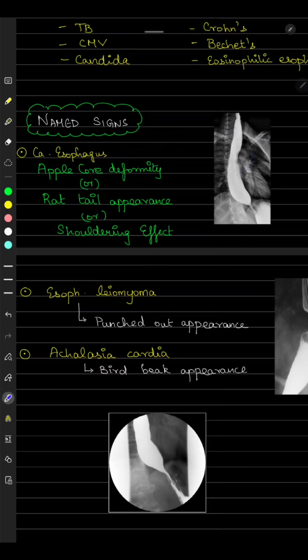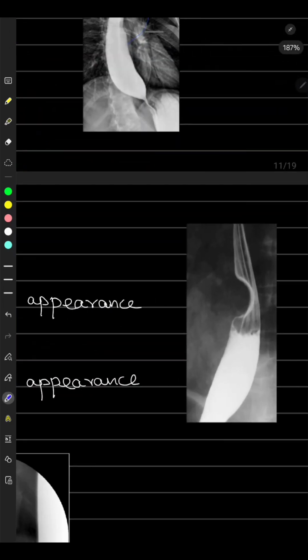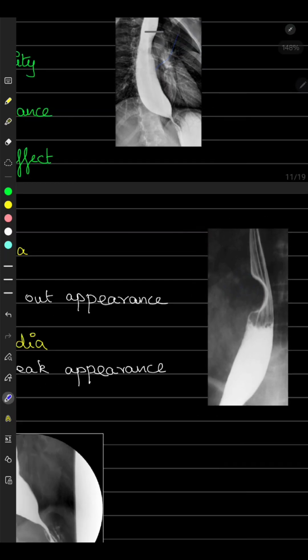Now esophageal leiomyoma, what you will get is so simple. This is the wall of the esophagus, and you are having a leiomyoma over here. So how will the barium swallow appear? It would be something like this, right? This is what is known as a punched out appearance. You can classically see it here. So there's a punched out appearance. This is esophageal leiomyoma.